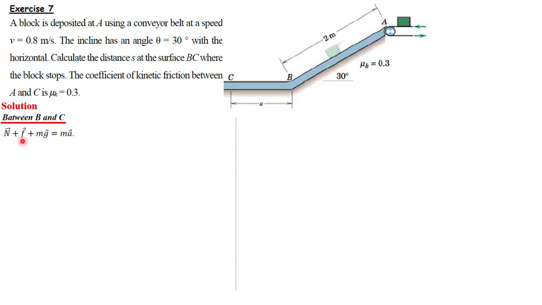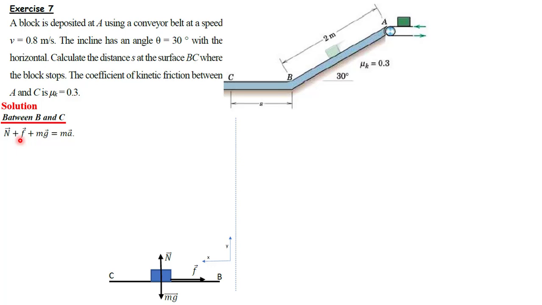So N plus F plus mg is equal to ma. The normal and weight are both vertical. N is upward and mg is downward. Friction, the friction force is always opposed to the motion. Since we have motion to the left, then the friction force should be directed to the right. It's equal to ma.